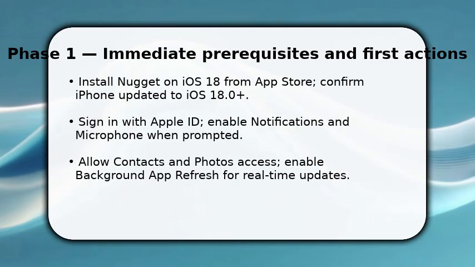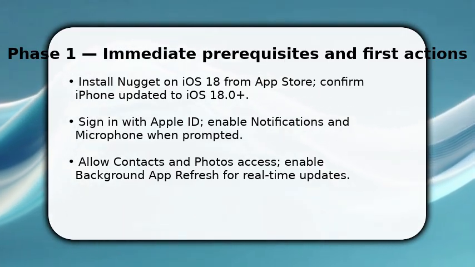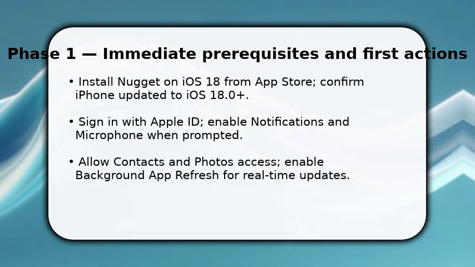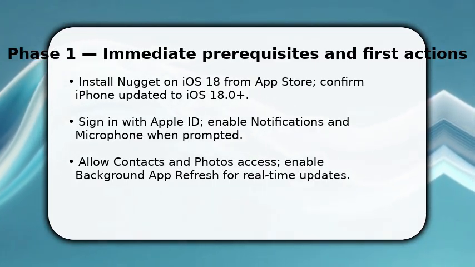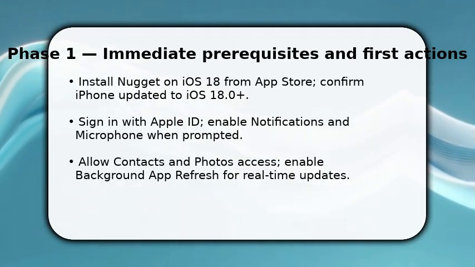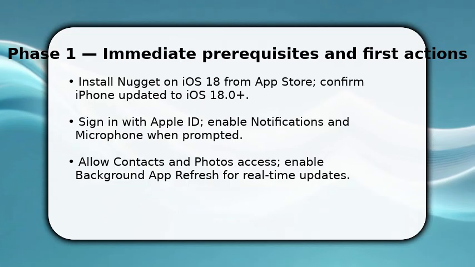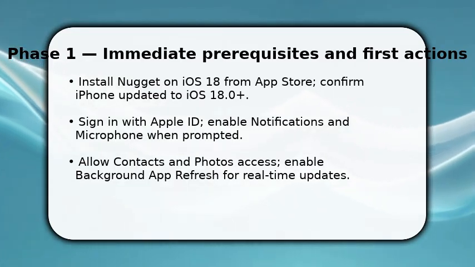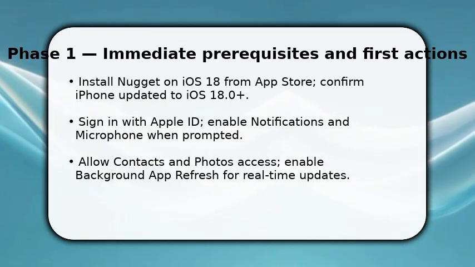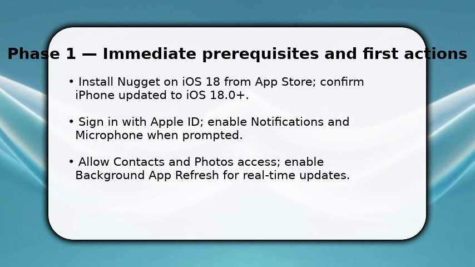You start by preparing the essentials. Update your iPhone to iOS 18 and install Nugget now. Once done, sign in with your Apple ID and accept notifications. This keeps alerts timely. Make sure to grant microphone and photos access so Nugget can capture and store clips. Also enable background app refresh. This lets Nugget stay responsive without manual relaunch. These first steps unlock core features. Without them, recording and sharing will be limited, so complete them before moving on.